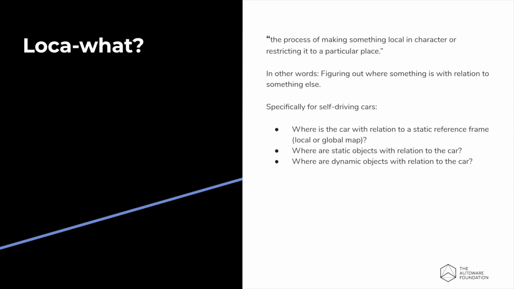Another question we need to ask is, where are static objects with relation to the car? We care about things like buildings, sidewalks, road markings, those sorts of things, and we have to know where they are relative to the car so we can obey traffic laws and make sure we don't hit anything static. And finally, we also need to know where dynamic objects are with relation to the car. And the first step in knowing that is figuring out where the car is.